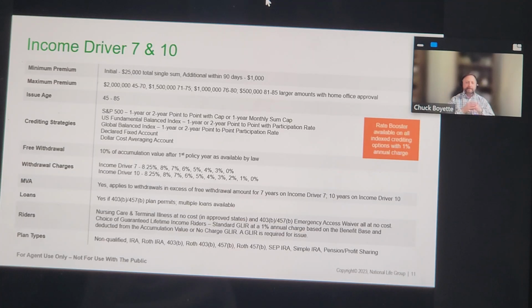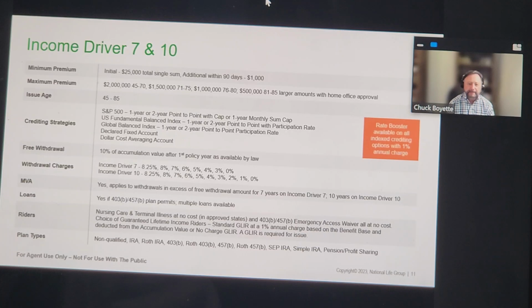So just some specs on Income Drivers 7 and 10. Again, like all of our single premium annuities, $25,000 is the minimum face amount. Maximum premium $2 million. With the Income Driver, the issue ages are 45 to 85. So obviously we're not going to start at 0. 0 would be inappropriate for a child for an income option. So this product wouldn't work for a child. But for those 45 to 85 that are looking for income and that want to turn on their income sooner rather than later, Income Driver is a great choice.